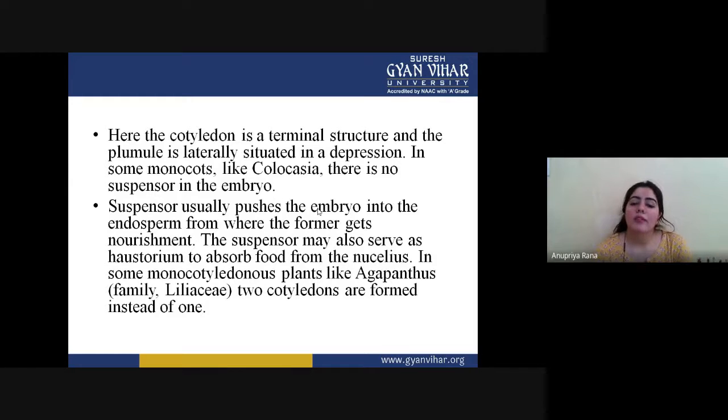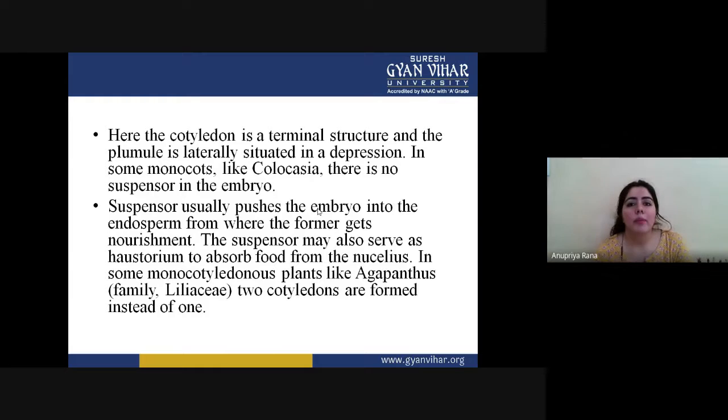In some monocots like Colocasia, there is no suspensor in the embryo. As we know, the embryo formation in monocots is different, so some embryos do not even have a suspensor. So what is the function of the suspensor? Why is the suspensor present here? The suspensor usually pushes the embryo into the endosperm, from where the embryo gets nourishment. That is the function: they push the embryo inside the endosperm.